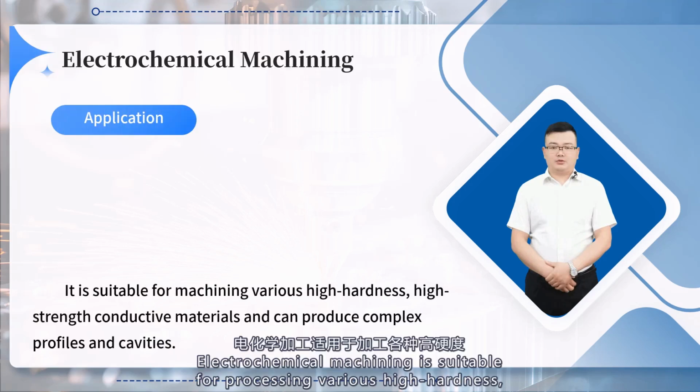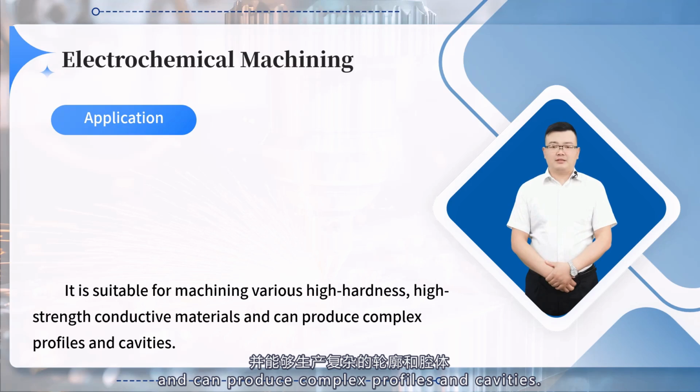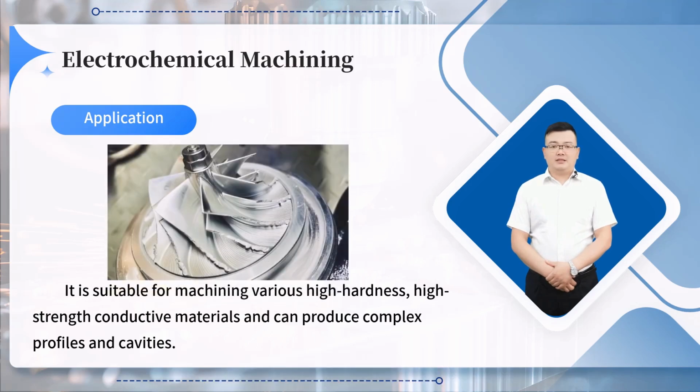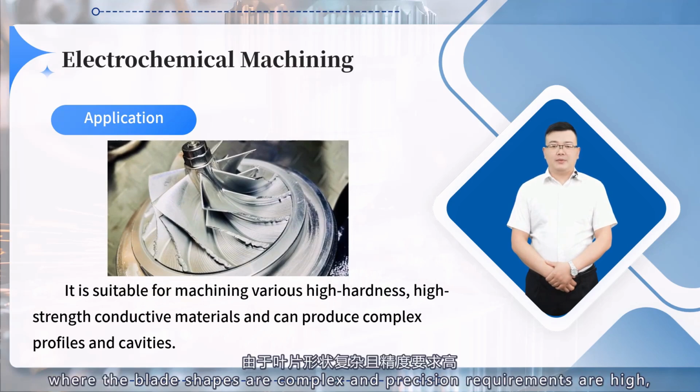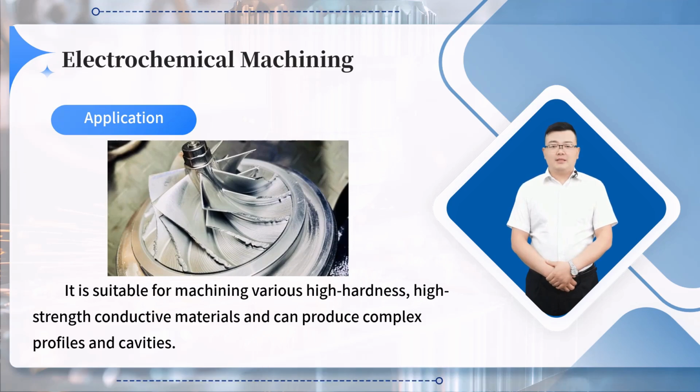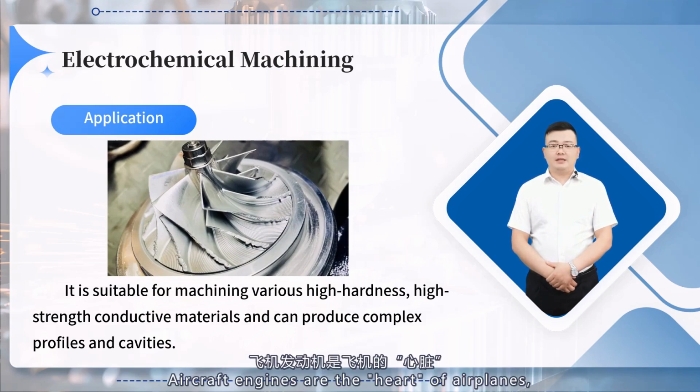Electrochemical machining is suitable for processing various high-hardness, high-strength conductive materials and can produce complex profiles and cavities. In the manufacturing of aircraft engine blades, where the blade shapes are complex and the precision requirements are high, electrochemical machining can ensure the machining precision and the surface quality of the blades.